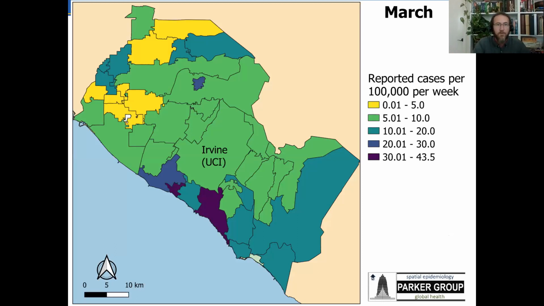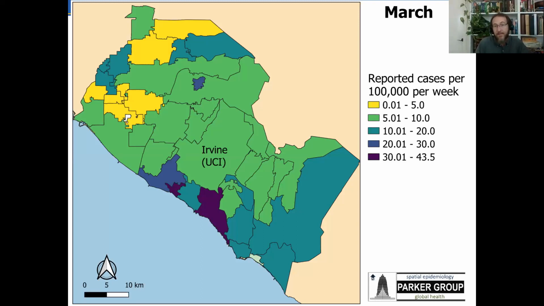So this is for March. It's a map of Orange County. In the middle, I've labeled Irvine. This is where UCI is. And what the map is indicating is the number of reported cases per 100,000 people per week. So it's a reported case intensity. And the lighter colors, the yellow colors here, are places with really low reported case intensity. And the darker colors, especially the purple and the dark blue, are places with high case intensity.